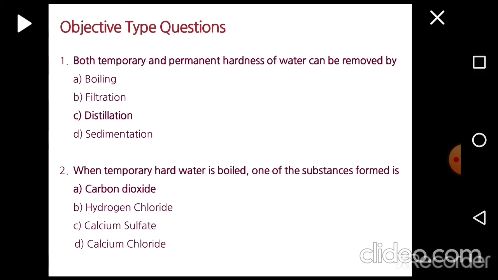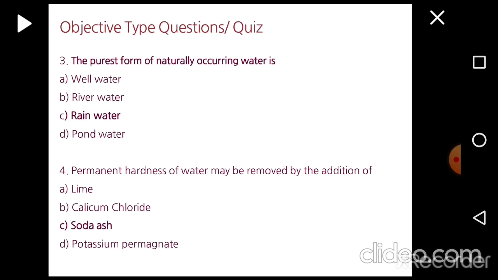The first question: both temporary and permanent hardness of water can be removed by the distillation process. Second: when temporary hard water is boiled, one of the substances formed is carbon dioxide. Third: the purest form of naturally occurring water is rainwater. Fourth: permanent hardness of water may be removed by the addition of soda ash.